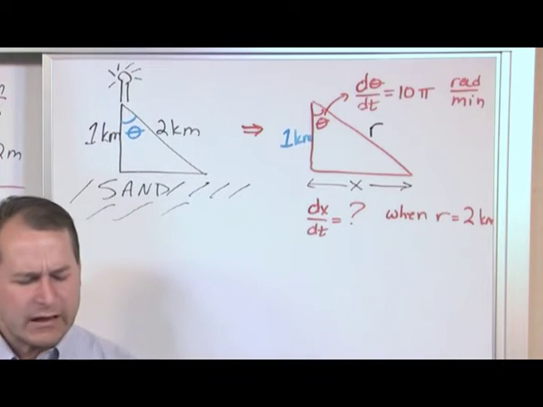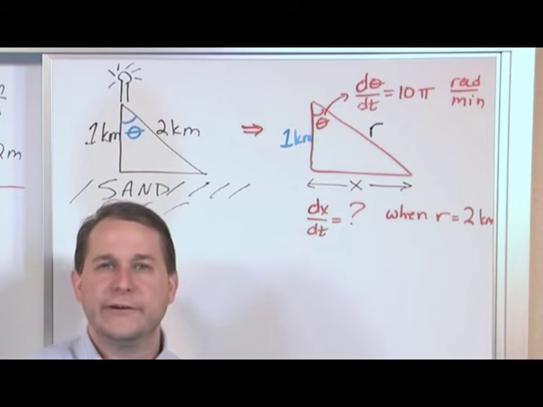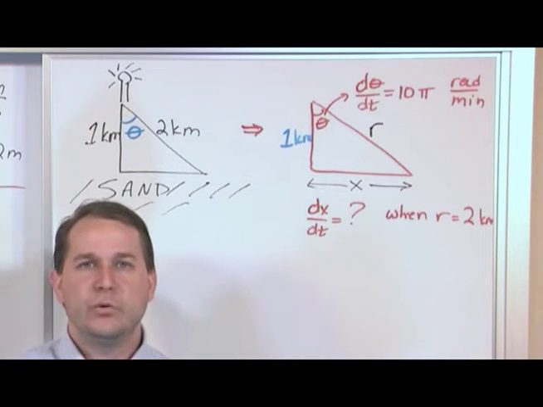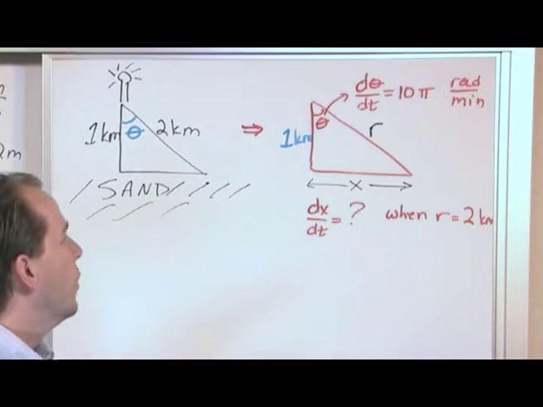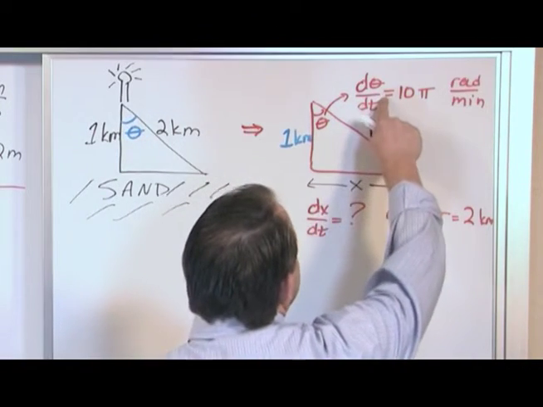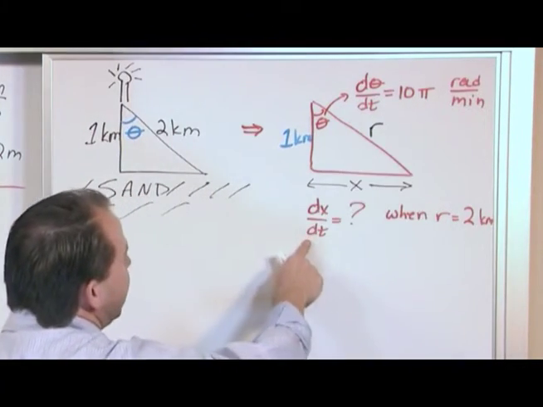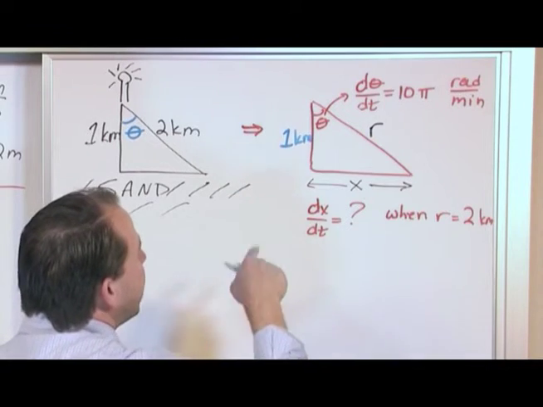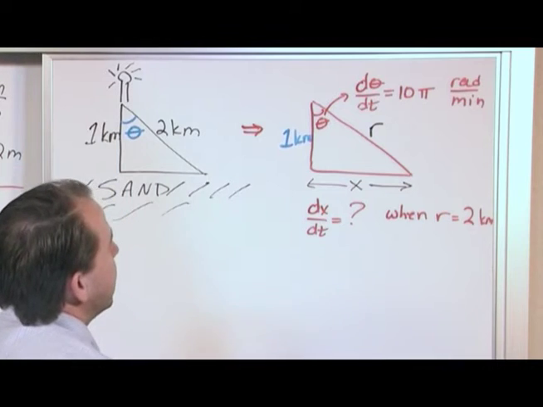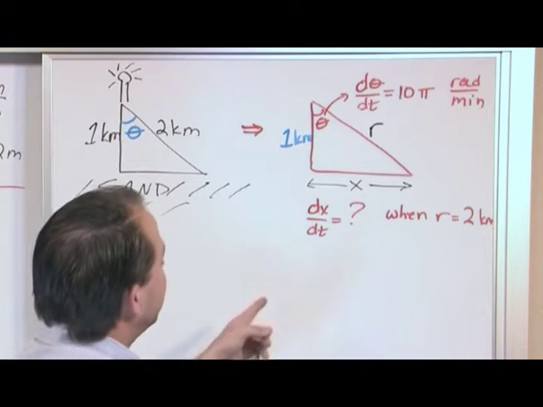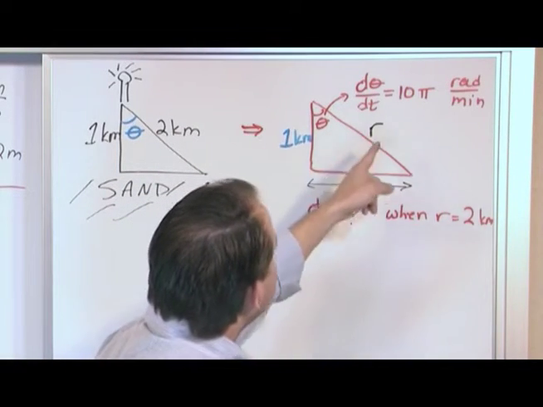So the next step is, what equation do you think you would use that you would end up taking the derivative of to solve this problem? Well, I know d theta dt, right? And I'm looking for dx dt. So I know that whatever equation I use should involve theta and it should involve x. Right now your first thought might be, well, this is a right triangle, so I'm going to use the Pythagorean theorem.